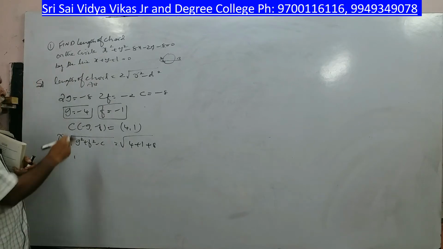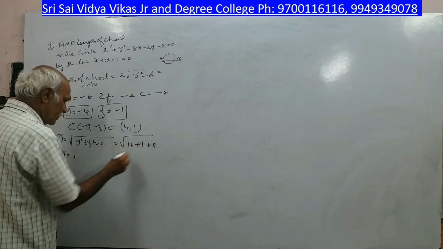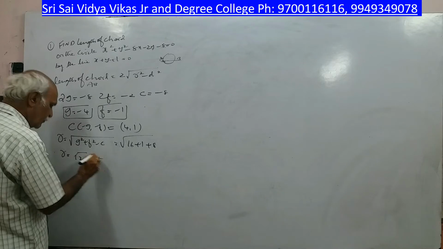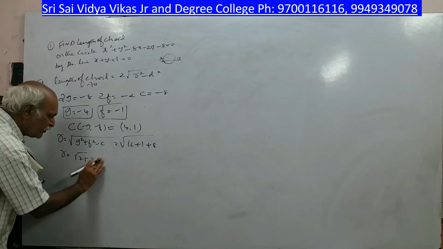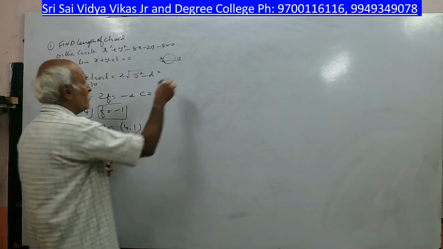So what is the formula? G square means 16 here. 16 plus 1 plus 8. So this becomes root 25. So 5. So we got the radius as 5. Again, what is the center? Minus 4 comma 1.